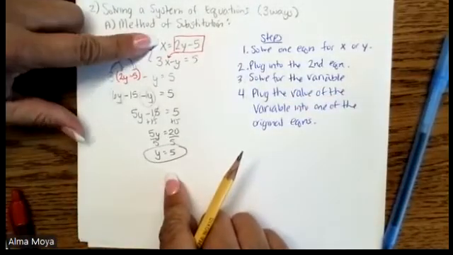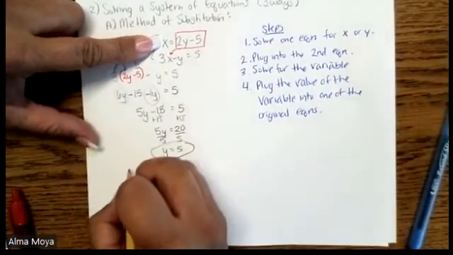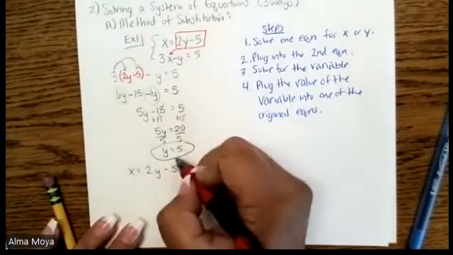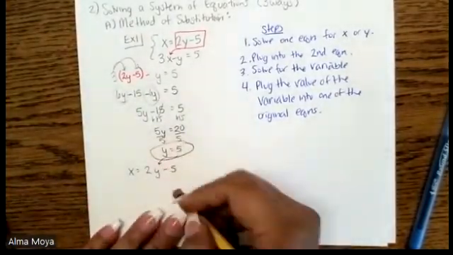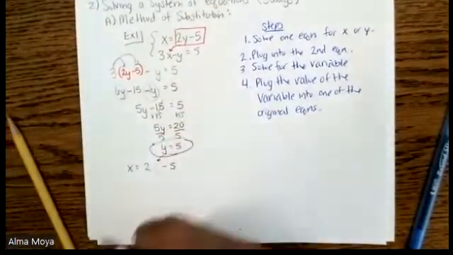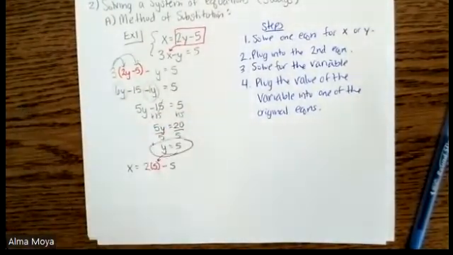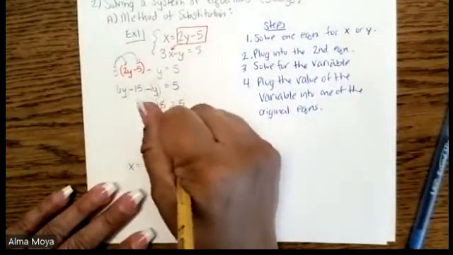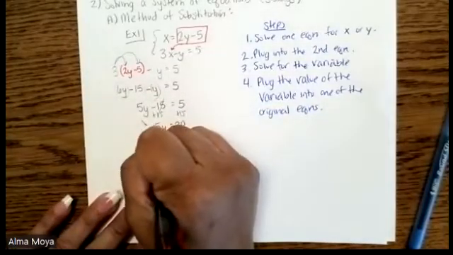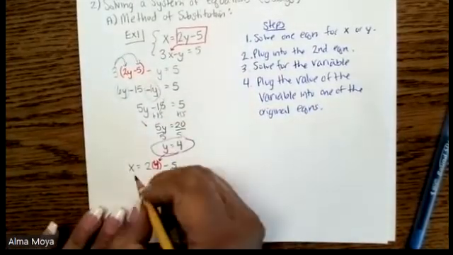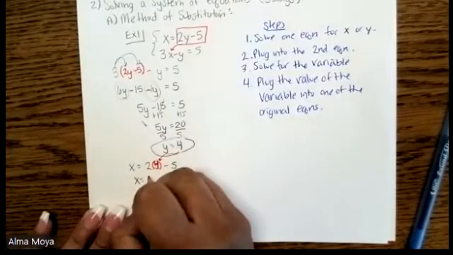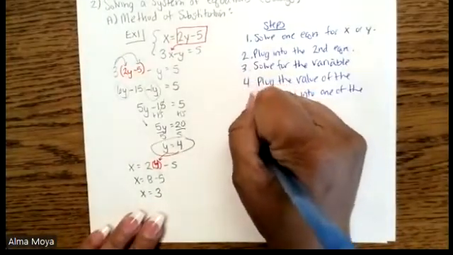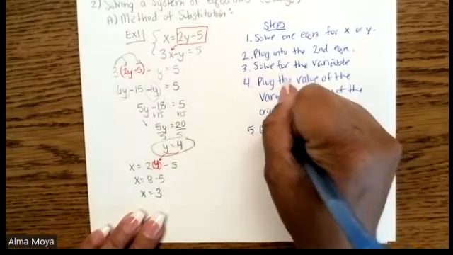I'm going to just plug it into the top one because it looks easier. So I have x equals 2y minus 5. You are plugging in the y into there. So I'm going to erase the y and plug in the number 4. Oh, 20 divided by 5 is 4, not 5. So now here, order of operations says multiply first and then subtract.